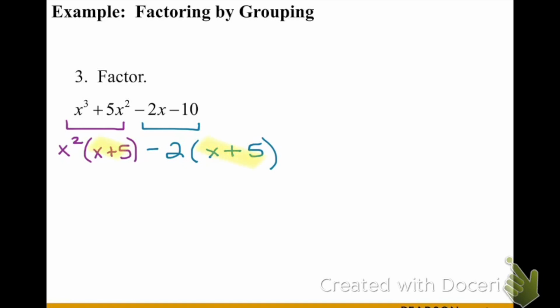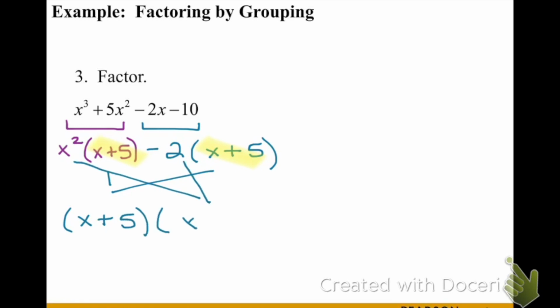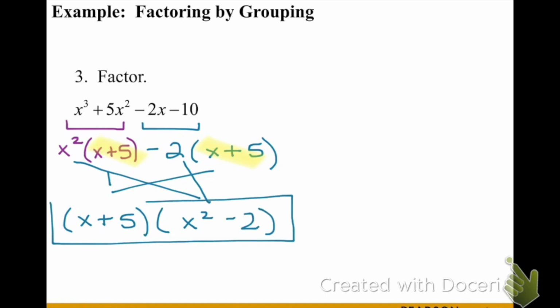If we look at our two terms then, we notice that we can do exactly what we did with our last problem with the GCF. The GCF between both these two terms is the x plus 5, and our other factor is just what remains, in this case the x squared minus 2, which means the factored form here by grouping would be x plus 5, x squared minus 2.